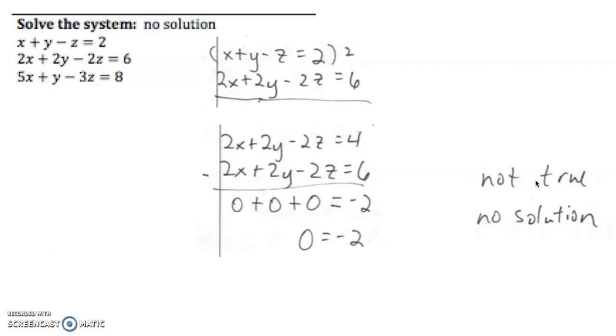And I stopped, because when I get at any point in the process a statement that is not true, that means that these systems, when you graph them, are planes, not lines, and these planes are not going to intersect.